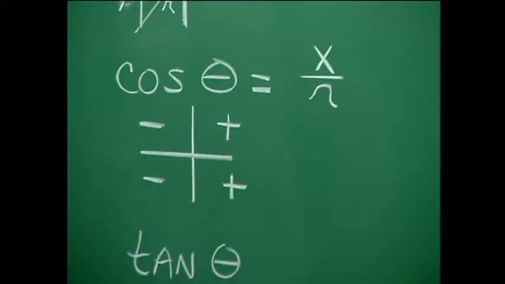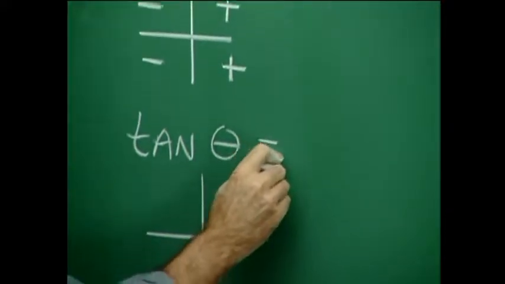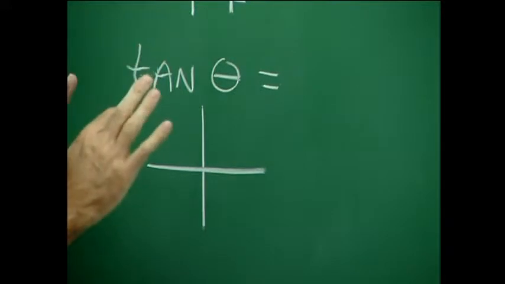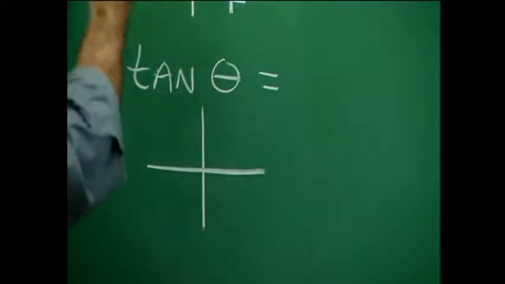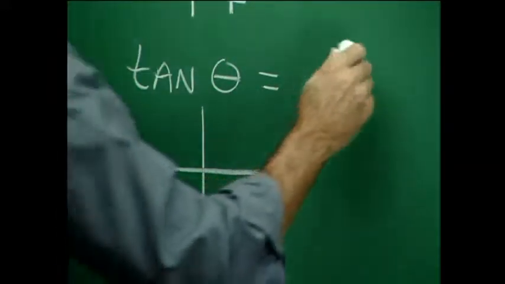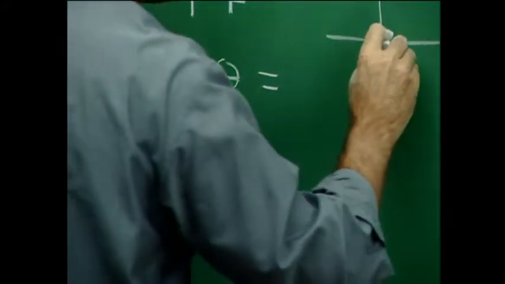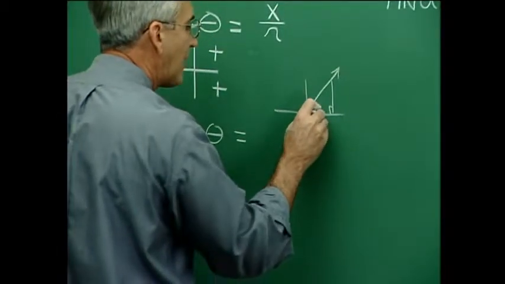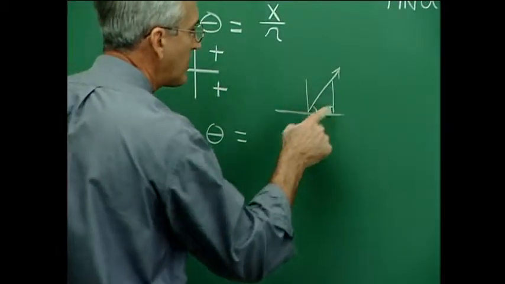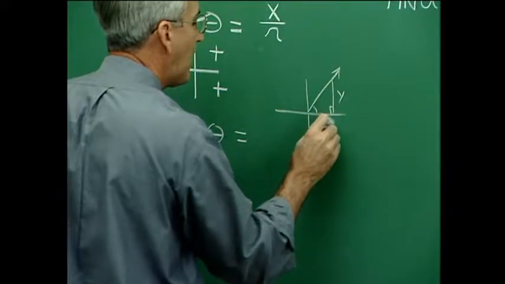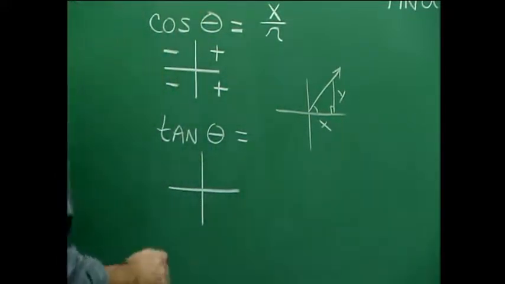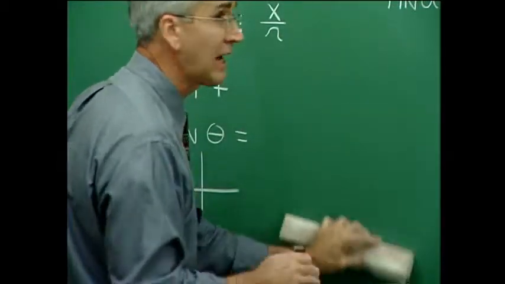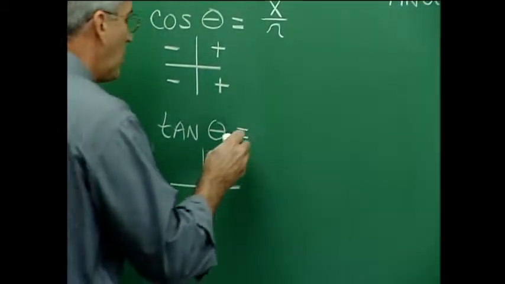For tangent theta, let me think about it a minute. If you get confused about it at all, just refer back to our original drawing. Just imagine we have a little right triangle here, and from the perspective of that angle, we have opposite over adjacent. Oh, that's y over x. It takes away from the idea that you have to memorize a great deal of stuff if you can refer to something to help along the way.